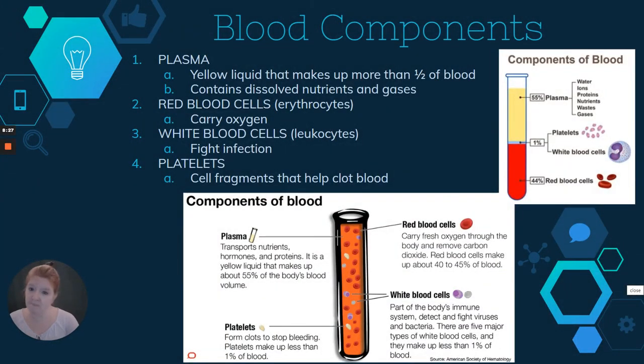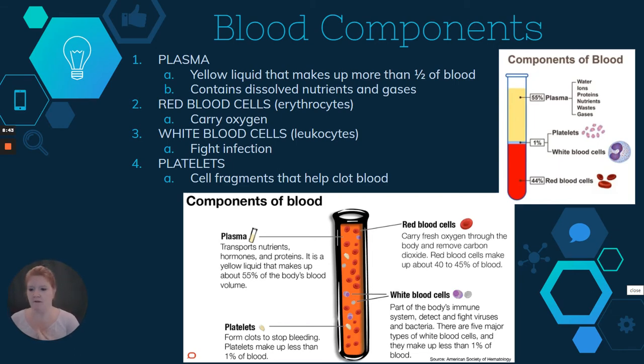What are the components of blood? Well, we have plasma, red blood cells, white blood cells, and platelets. Plasma is the liquid part. It's a yellow liquid. It's not clear, and it makes up more than half of your blood. And it contains dissolved nutrients and gases, all kinds of things.